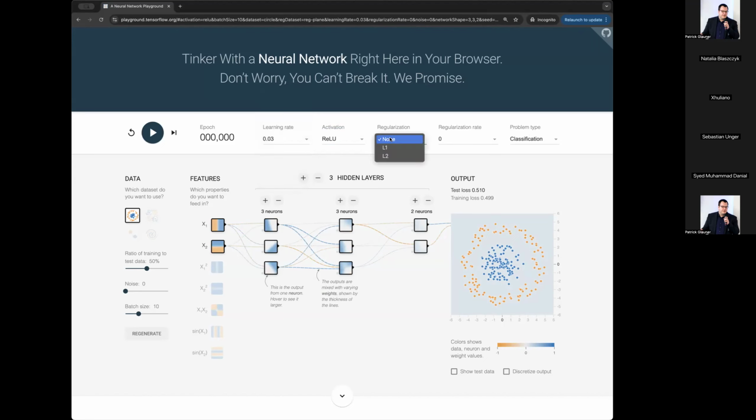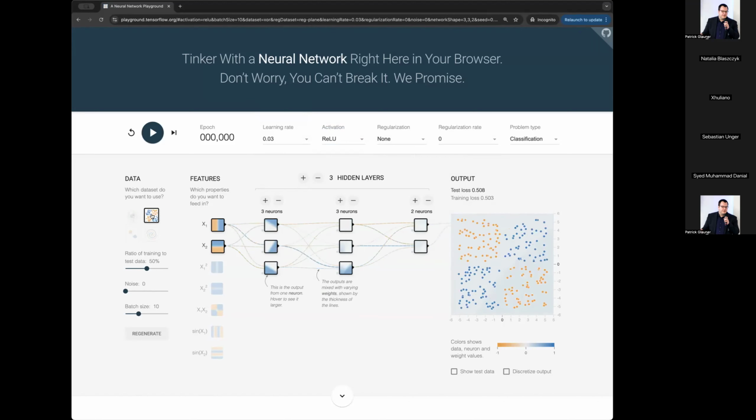Regularization is something else, this L1 and L2 regularization is something you would also learn in a machine learning course that helps us to address overfitting, and you need a regularization rate. And you can also add noise to your data set. So noise means you have these classes overlapping, and there are more complex data sets. Like this one is simple, this one is simple, this one is more tricky.